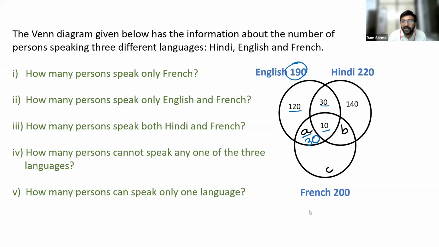Now, let us try to find the value of B. 30 plus 10 plus 140. 30 plus 10, 40. 40 plus 140, 180. The sum of these should give you 220. So the value of B should be 40. Now, what should be the value of C? 30 plus 40, 70 plus 10, 80. But in total, it's 200. 200 minus 80 gives you 120. Now, I got the values of A, B, and C.